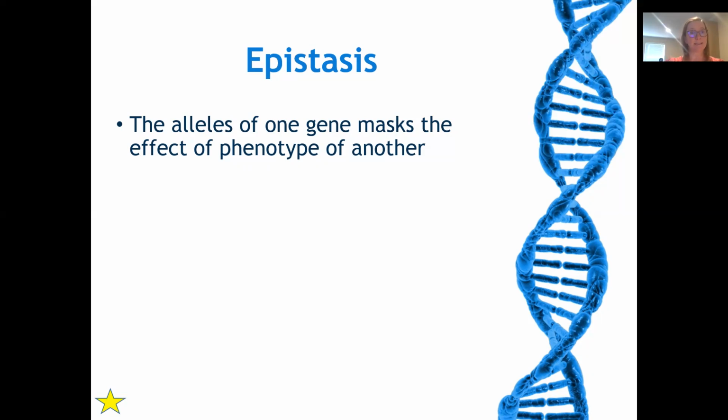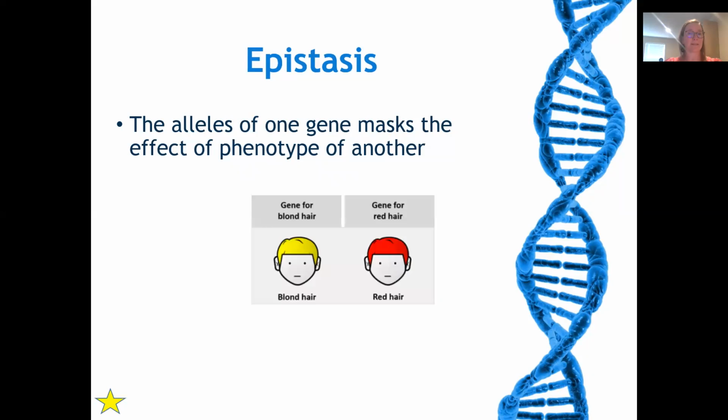All right, the next type of non-Mendelian inheritance is epistasis. This is when the alleles of one gene mask the effects of a phenotype at another. So you're talking about two different genes, and one of the genes will affect the expression of the other one. So an example, let's talk about hair color. Hair color is genetically determined. What color hair do you have? Well, let's say you have a gene that makes you bald and you can't make any hair. That would be an example of epistasis.